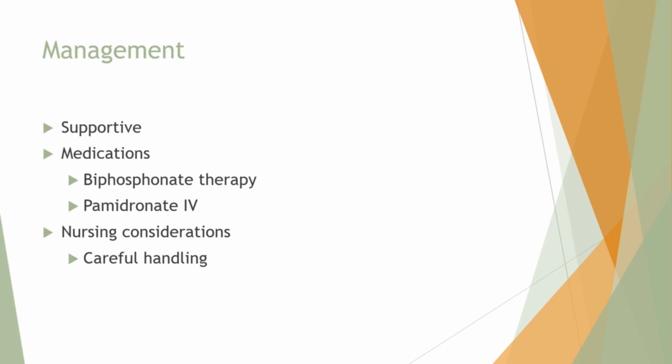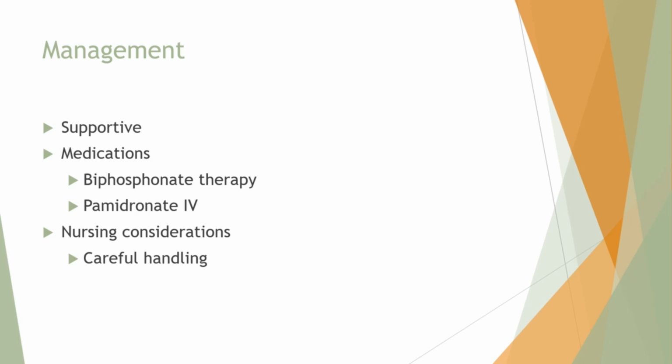Physical therapy or assistive devices such as splints or braces may be used to help support and strengthen muscles and prevent fractures. There are a few medications, such as bisphosphonate therapy and pamidronate IV therapy, that help promote increased bone density.